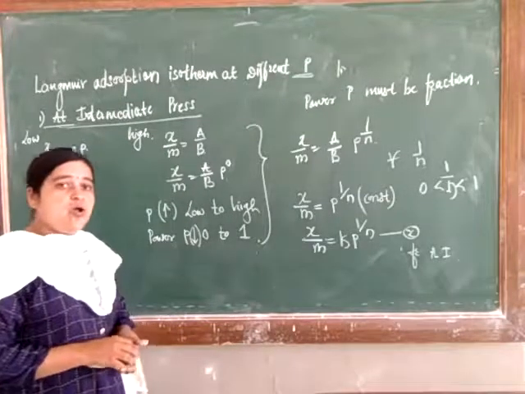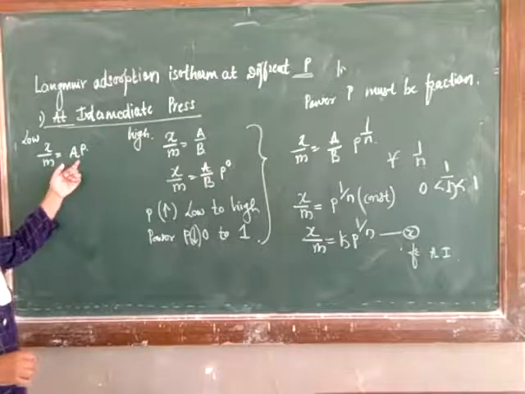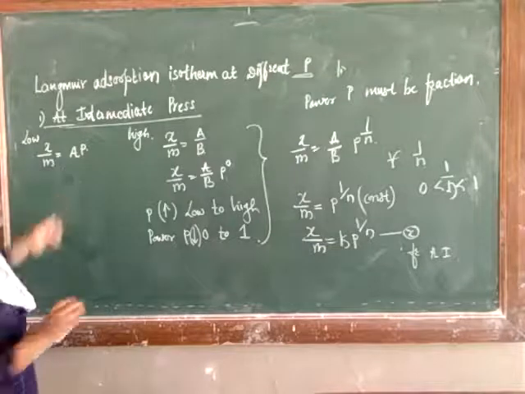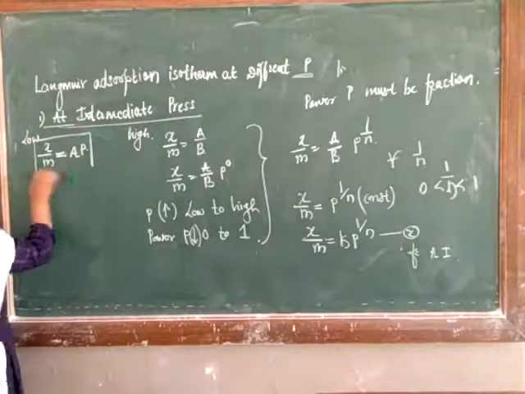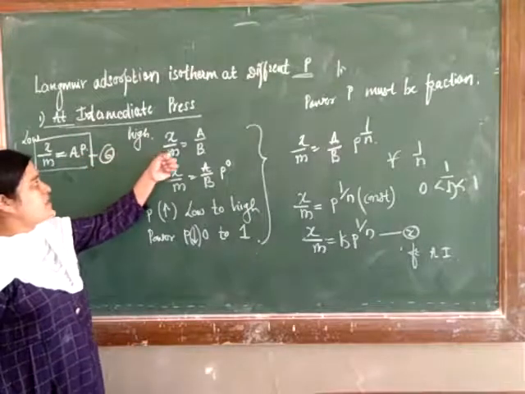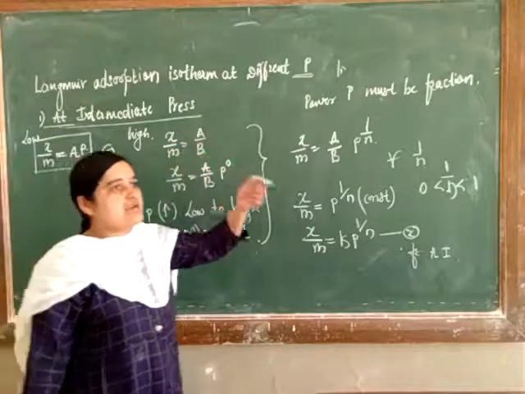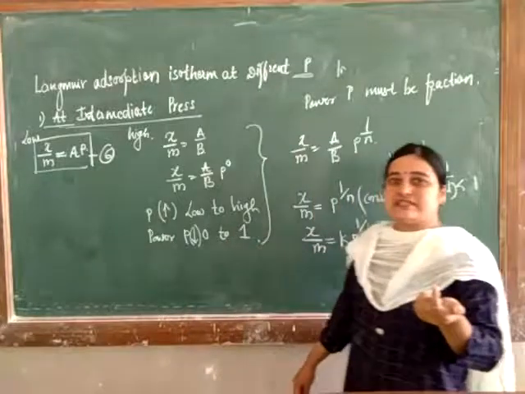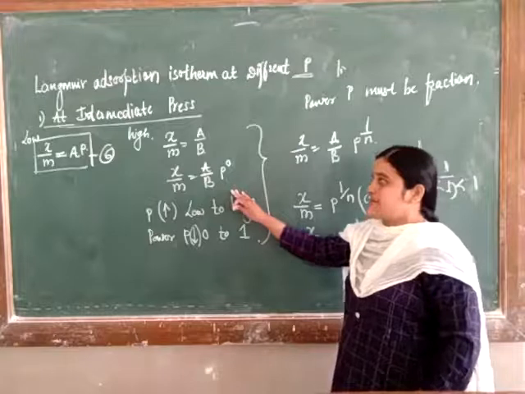As we already saw, at low pressure x upon m is directly proportional to aP, meaning the amount of gas adsorbed per gram of adsorbent is directly proportional to pressure. Consider this as our equation number 6. Next, at high pressure, x upon m is equal to a upon b, that is, the amount of gas adsorbed per gram of adsorbent is always constant. There is no bare surface area present over there, meaning complete adsorption takes place at high pressure.